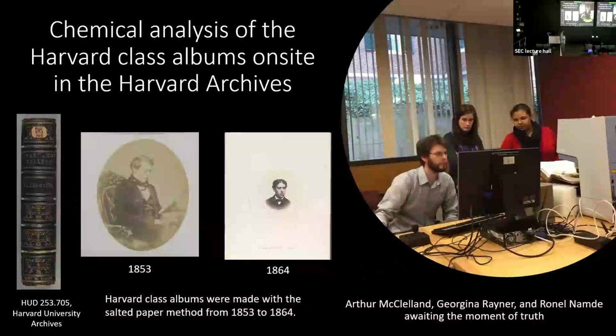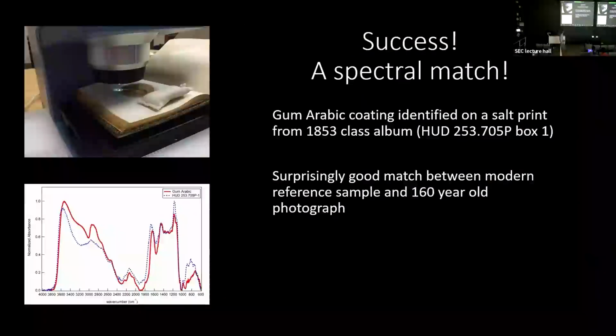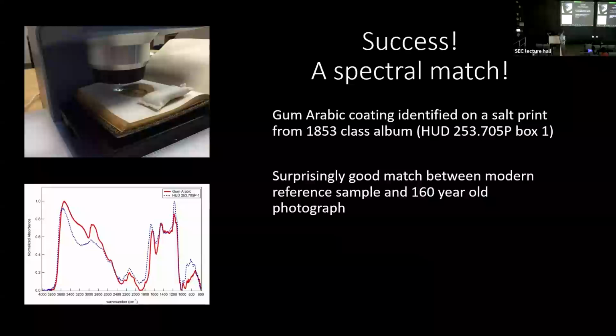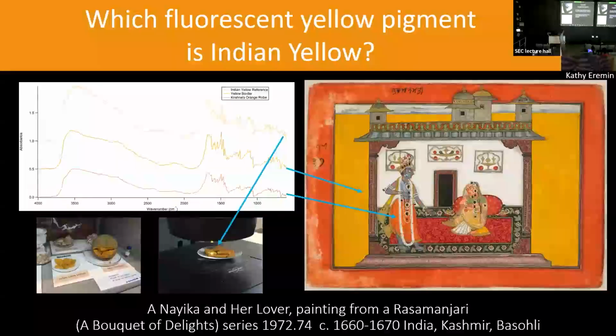And so then I dragged my FTIR microscope over to the Harvard archives, and we actually found a really good match between our modern gum arabic spectra in red and the historic photographs in the dotted blue. So for 160 years of it kicking around, it actually matched quite well. And so we could make positive chemical identifications without taking a sample, without touching the sample.